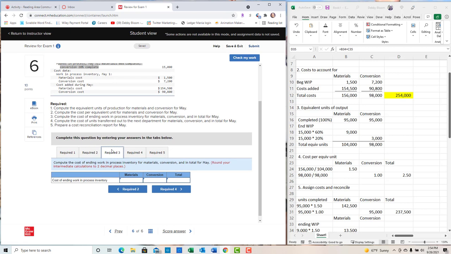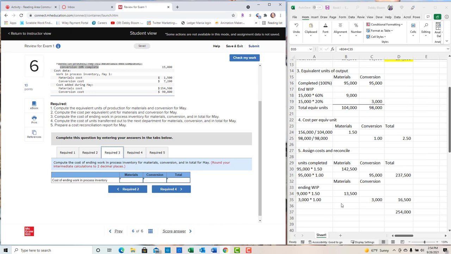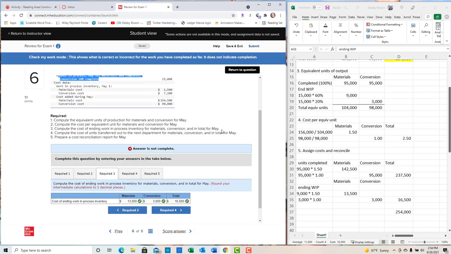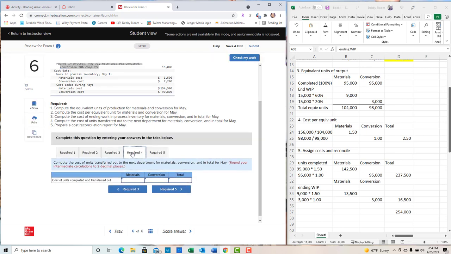Go to requirement 3. Cost of ending work in process inventory. And that is going to be this one, our ending work in process. So our materials have 13,500 in our ending work in process. Conversion has 3,000. So we have a total of 16,500 in our ending work in process. Requirement 4. Cost transferred to the next department.